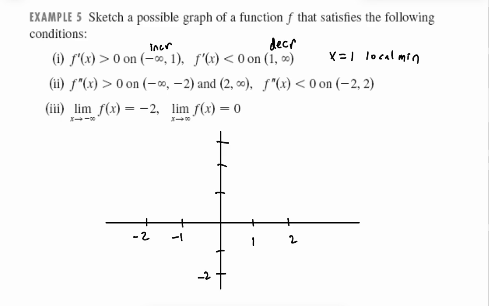Now, section 2 talks about concavity. It says that it is concave up here and here. Our cup is up. It's concave up here and here. So it's 2 cups that are up. And this is the only spot in the graph where the cup is down. This is concave down. So between -2 and 2, the cup is down.